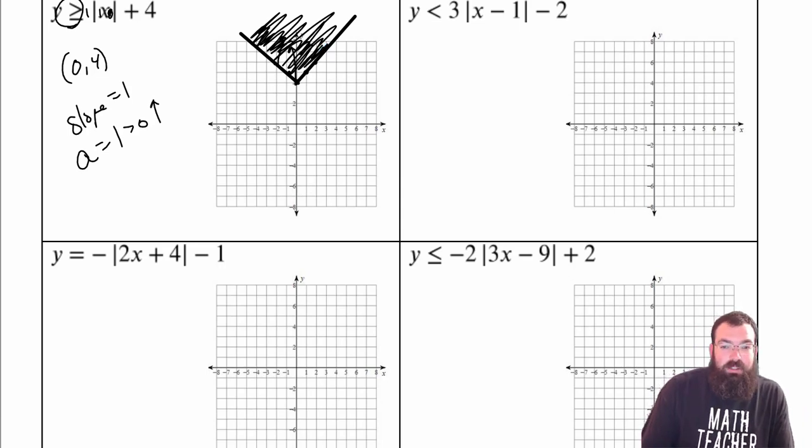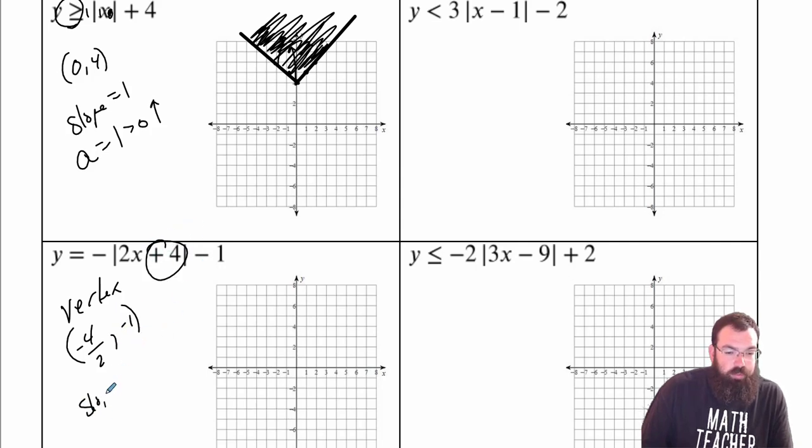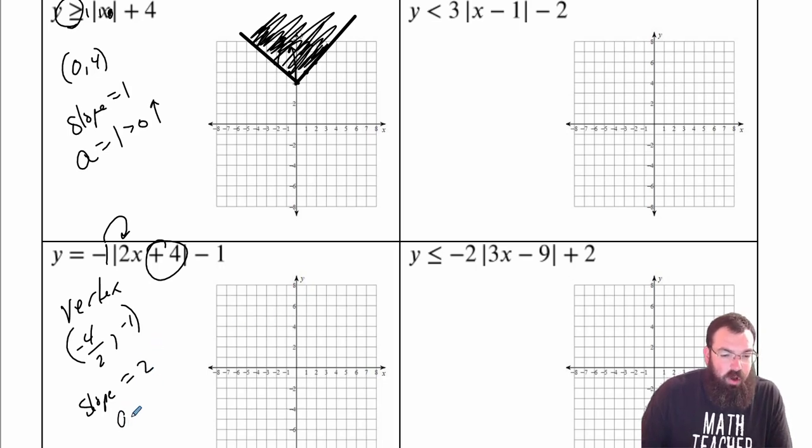Okay, so that's that one. Let's go to the bottom left here. So vertex, I have 4 divided by 2, negative 4, right? We got to flip that sign, comma, negative 1. Slope is going to be negative 1 times that, so it's just 2. I don't care about the positive negative because the A is negative, which is less than 0, so it goes down. That's all the information that I need to graph this function.